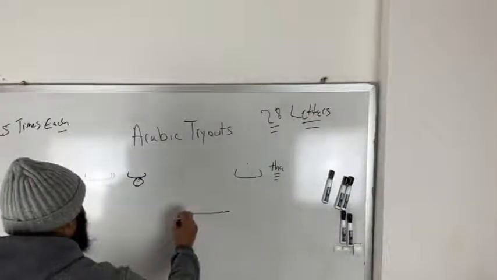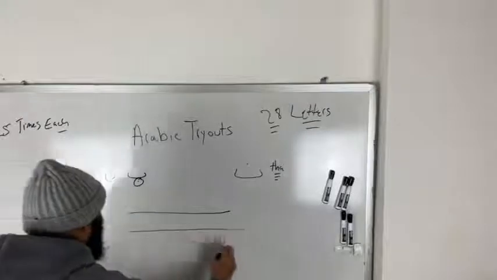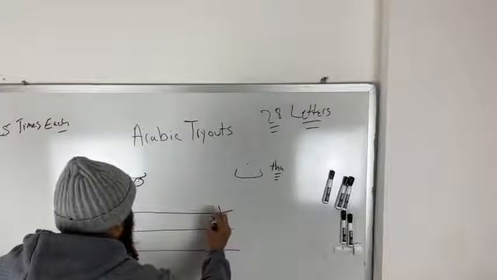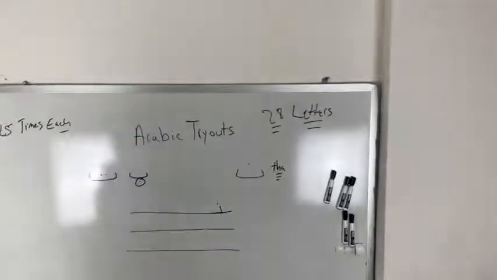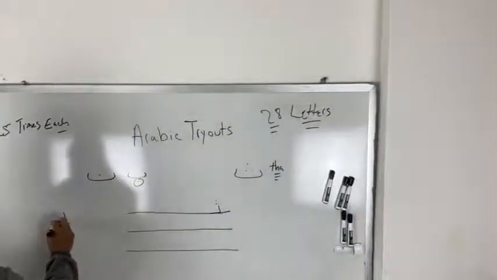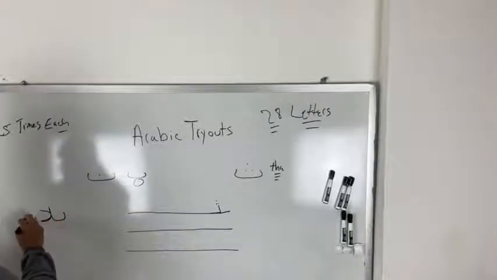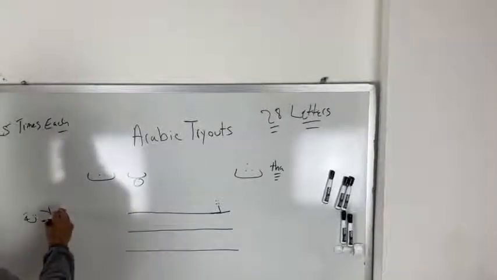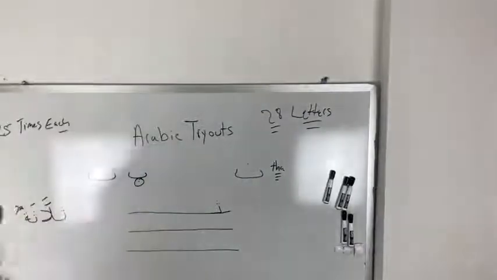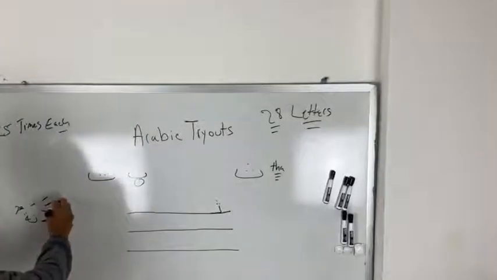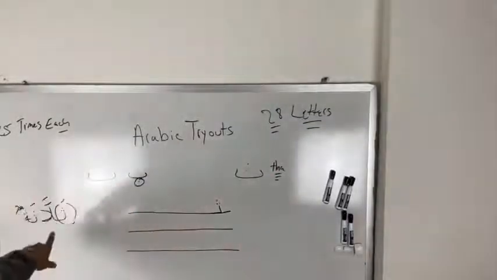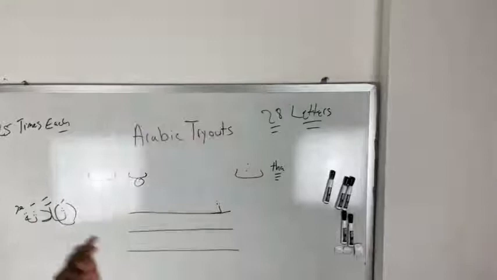So let's put our lines down. All right. So the beginning letter for tha is this, just the dots. All right. You might see in the number thalathatun, which is 3, you see a beginning tha. That's a beginning tha. All right? And that word there, thalathatun, that's a beginning tha.